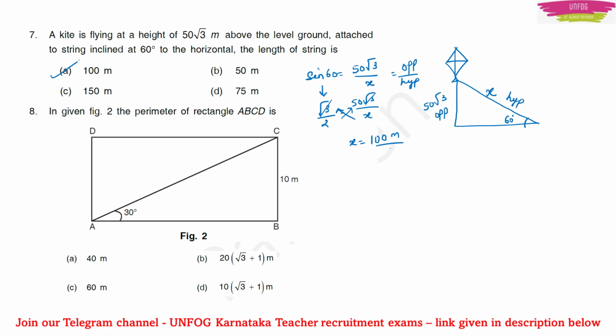Next question. In the given figure 2, the perimeter of a rectangle ABCD is. So you have to find the perimeter. See, this is a rectangle, right? So this will be your 10 meter. Correct? Now BC and AD are 10 meter.